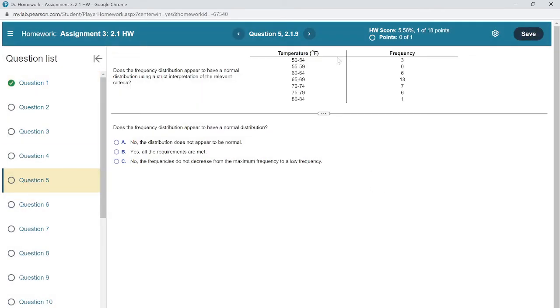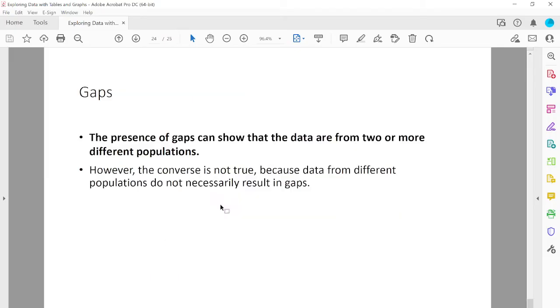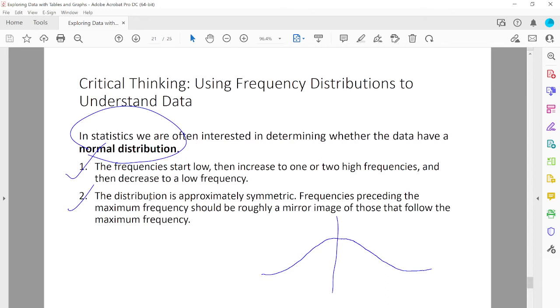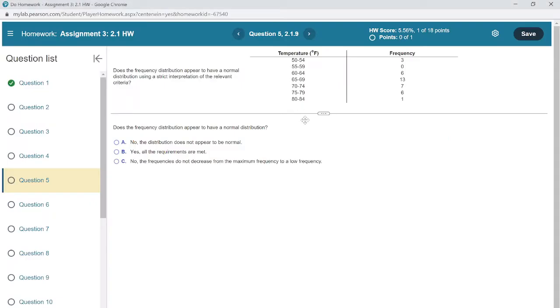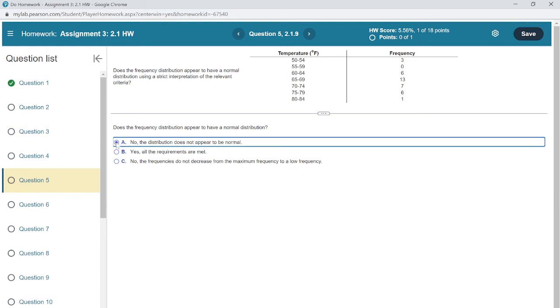Let's take another question. Question number 5. We have given the frequency distribution one more time. Does the frequency distribution appear to have a normal distribution? Keep in mind, to have a normal distribution, the data should satisfy these two properties. The frequency starts low, then increases to 1 or 2 high frequencies, and then decreases to low frequency. And the data should look symmetric. So here it starts at 3 and then goes down to 0. So it's not a normal distribution. So the answer is no, but which no? You have to read. No, the distribution does not appear to be normal. C is no, the frequency does not decrease from maximum frequency. So the answer is A.